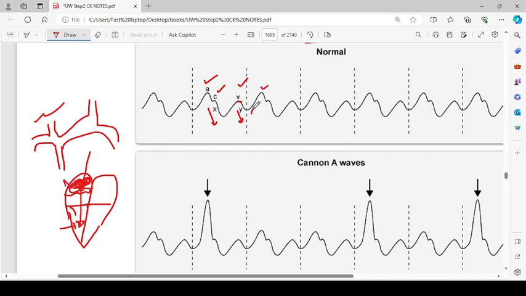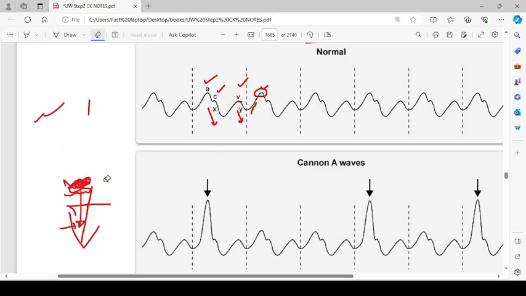This Y descent is followed by the A wave when the atria start contracting. Now you can see that there's a rise in pressure. The atria have started to contract, and the maximum contractile force is seen in the A wave. The whole concept was to tell you about the Cannon A waves. Now, what is the Cannon A wave? The thing about the Cannon A wave, okay, I have to remove all of it.